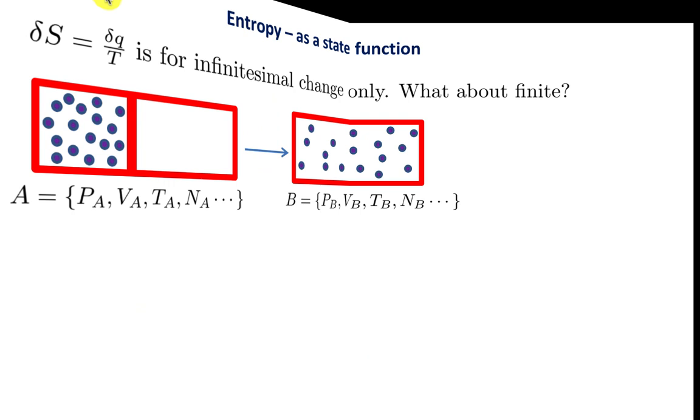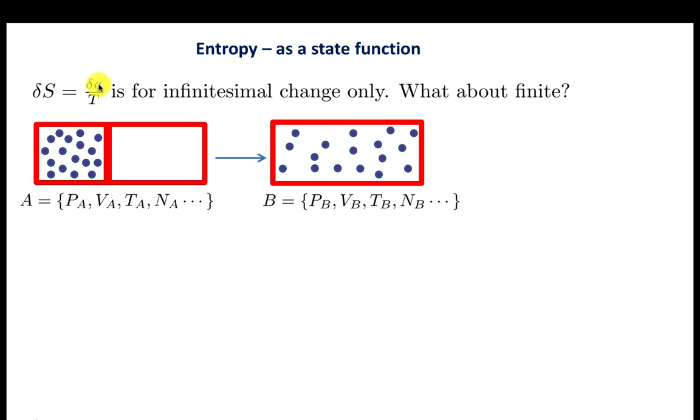As I stressed earlier, this delta Q has to be very, very small, and so delta S is very, very small. They're infinitesimal quantities. But what if you have a finite amount of heat delivered to any system? So take, for example, this gas. We could take anything, but this gas is defined by a number of state variables. So there's the pressure, the volume, the temperature, the number of molecules. And now when I remove the partition and we have this situation, there'll be a different pressure, volume, maybe temperature, and the number of particles. Well, the number of particles is the same in this case, but there could have been a leak, in which case NA could have been different from NB.